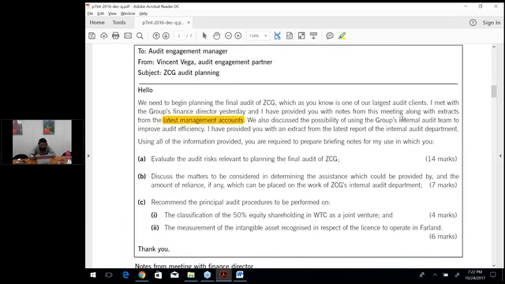We've also discussed the possibility of using the Group's internal audit team to improve audit efficiency. I provided you with an extract from the latest report from the internal audit department. Now, using all the information provided, you are required to prepare briefing notes for my use, in which you, number 1, evaluate the audit risk relevant to the planning of the final audit of ZCG.